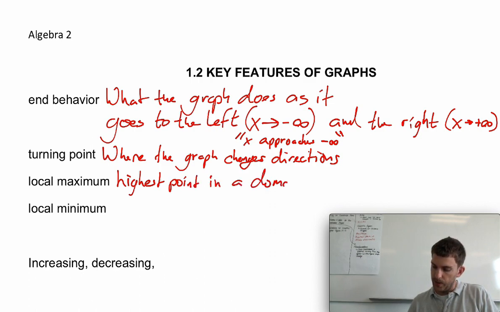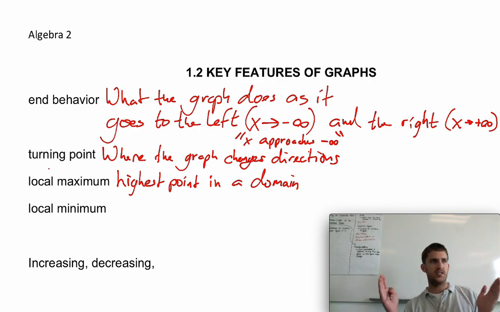Now, thinking back to the word domain. Domain means between what x values. So it's describing what x value you can use. So if a local max is the highest point within a domain, it might not be the highest point on the overall graph, but it might just be the highest point in this small area. It's kind of like you can describe what the tallest mountain is in the United States, but that's not the tallest point in the world.